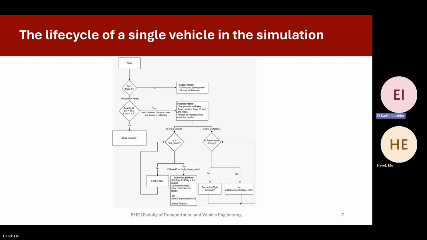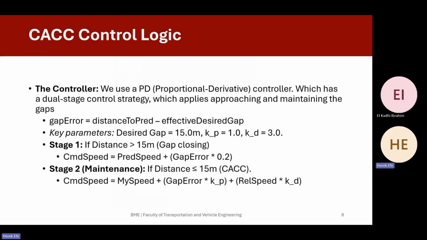If no, then it would maintain a gap of 6 meters, which is a tight formation. And if yes, then it would set the effective desired gap to 30 meters, and this would also work in a loop.